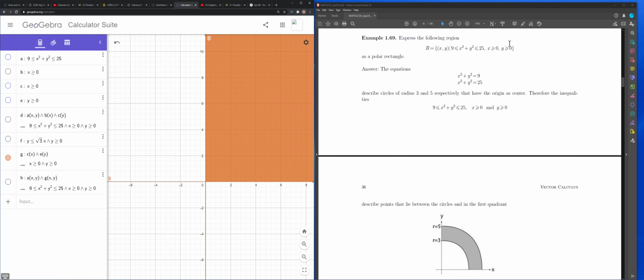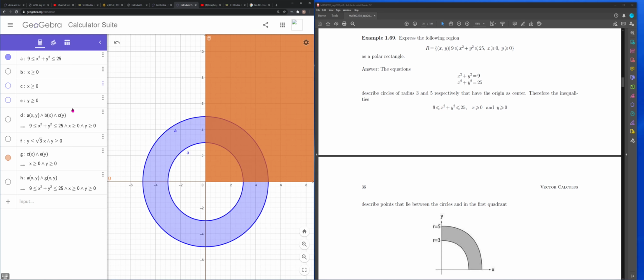What you want to do now is combine these two inequalities, which give your first quadrant, with your annulus here. When you combine them, the result you get would be the part of your annulus that lies in the first quadrant.